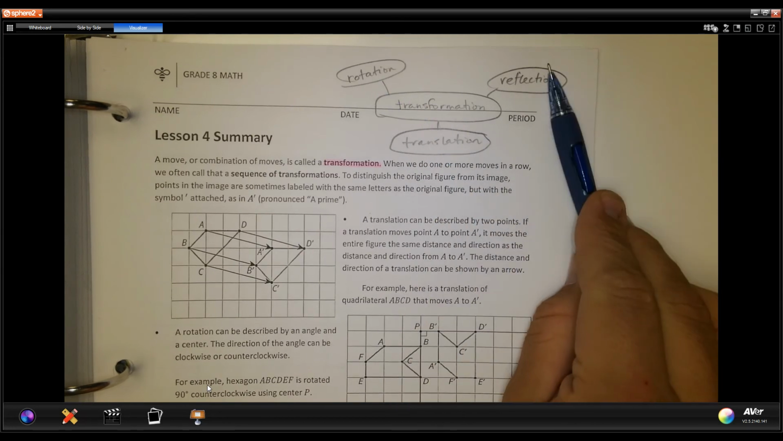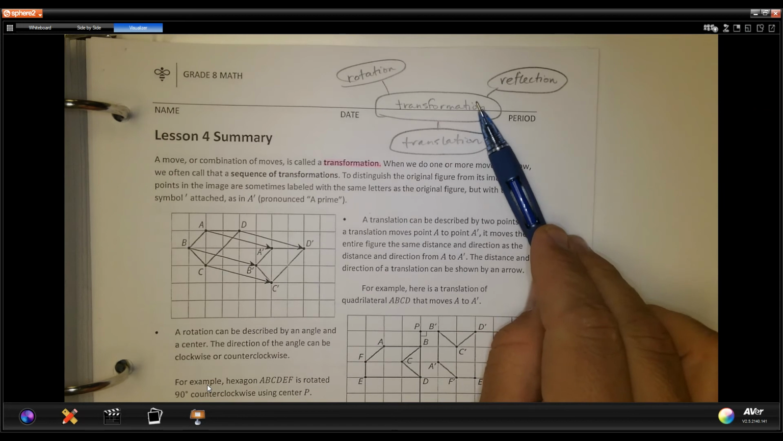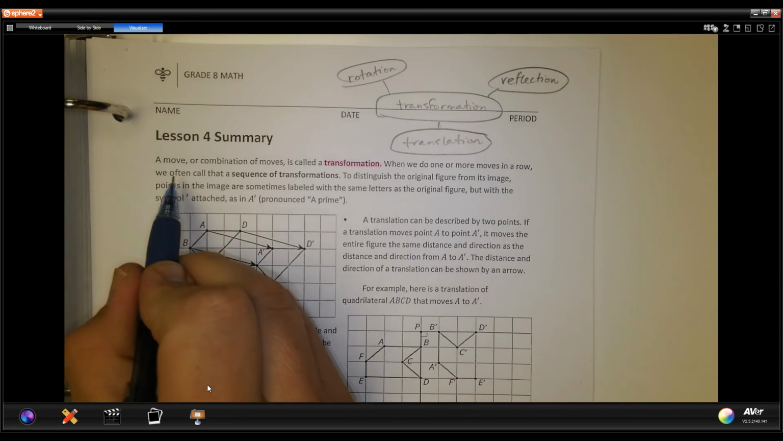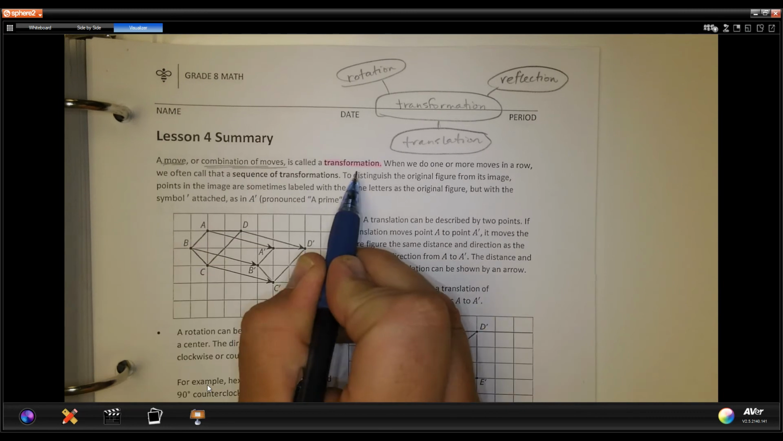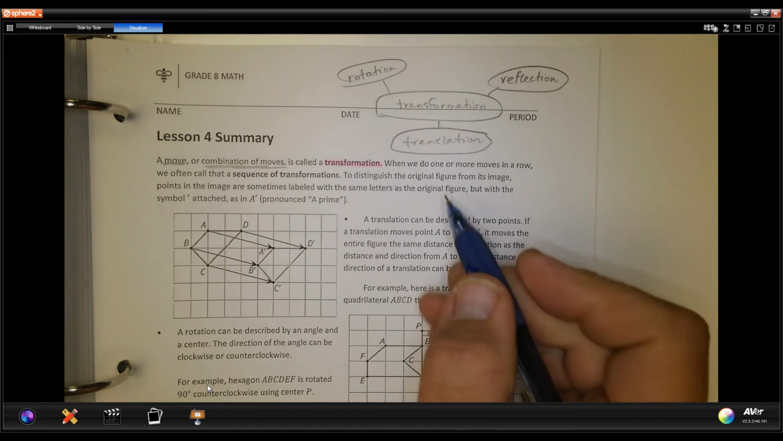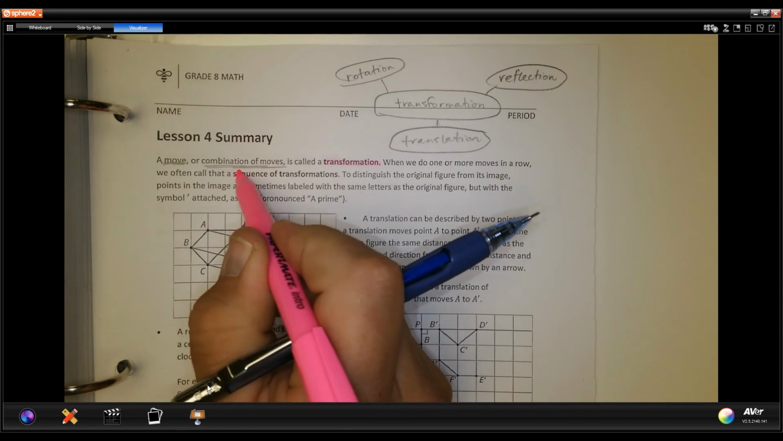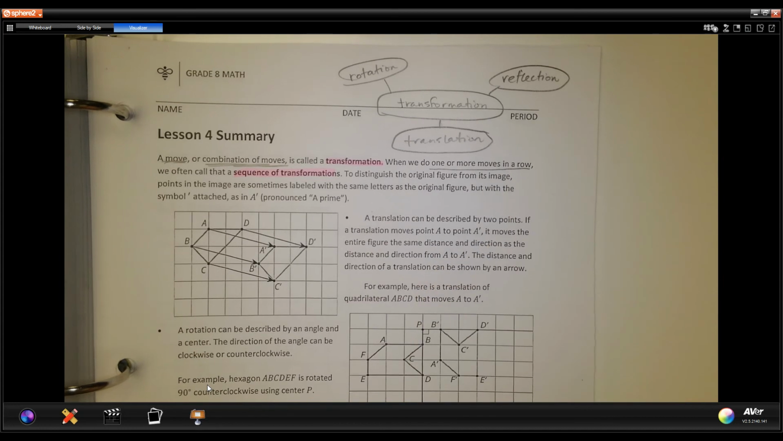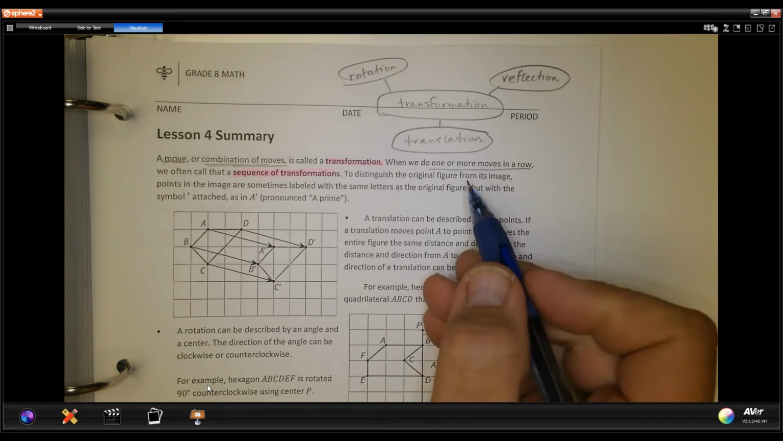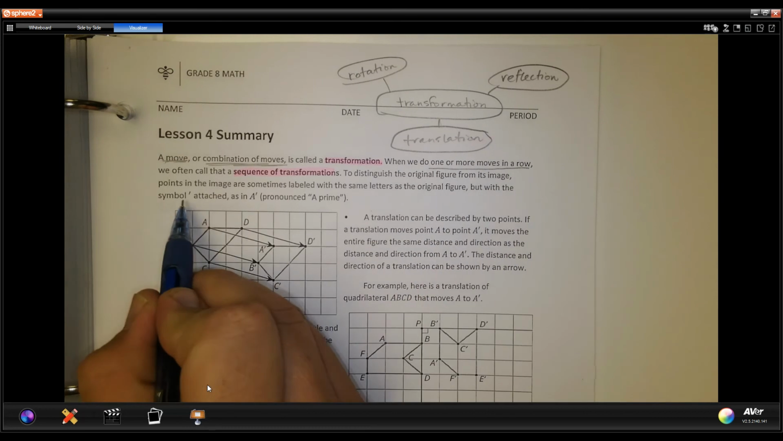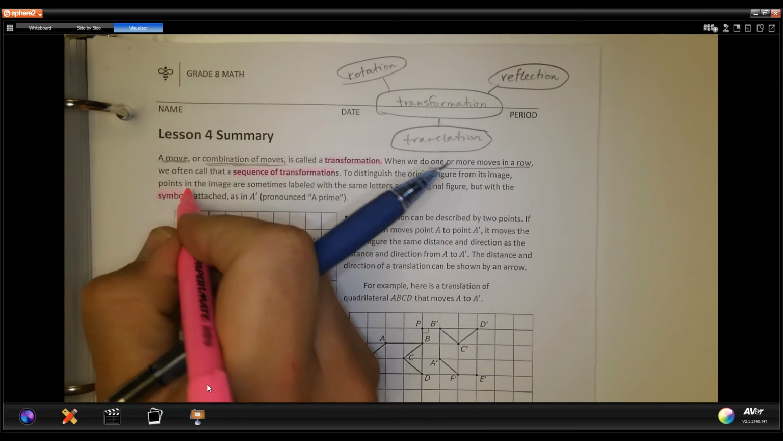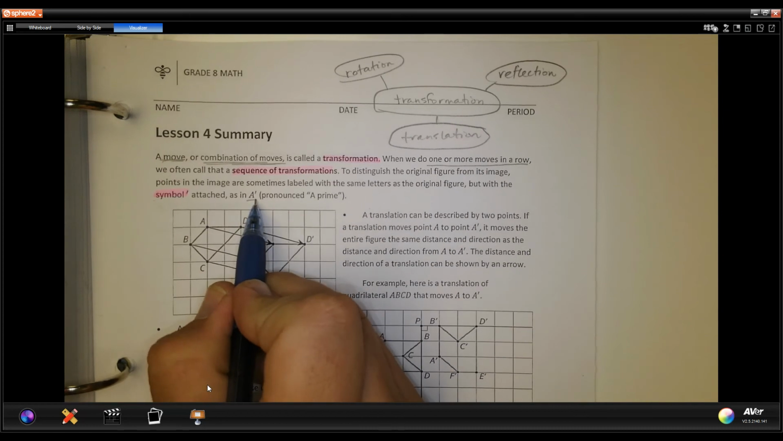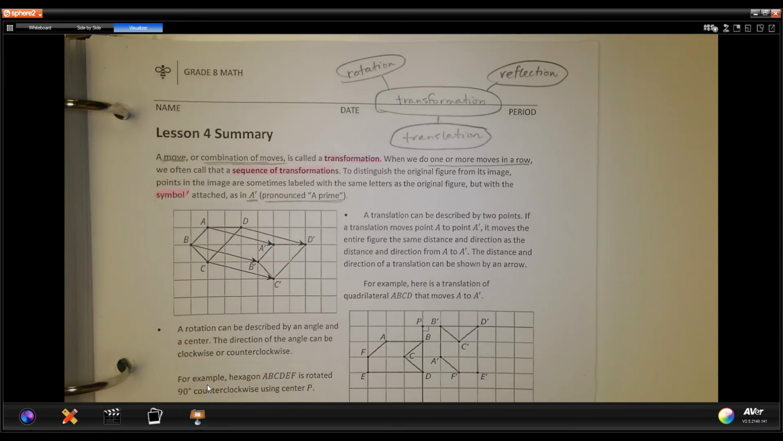Any one of these is a type of transformation, but we can also have several of them together. So when we talk about these moves or a combination of moves, we're talking about a transformation. When we do one or more of those moves, we're talking about a sequence of transformations. So one or more moves in a row is a sequence. When we want to talk about the difference between the original figure and its image, we have to use a little label that comes off of the figure that looks like an apostrophe. So our symbol is attached as in A prime, and we pronounce it as A prime.